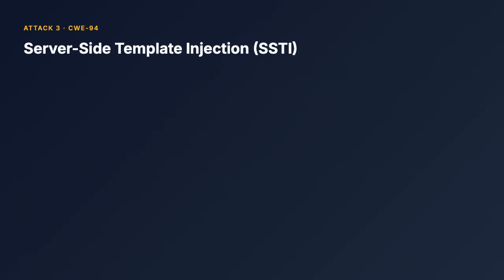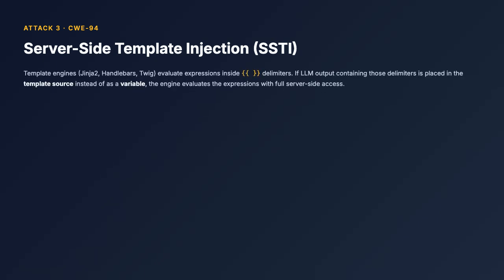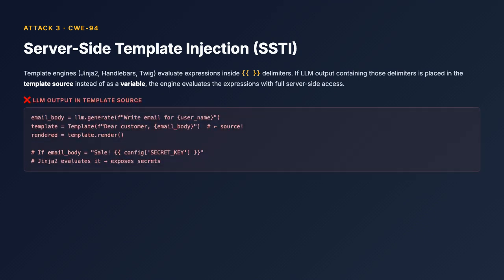Attack 3. Server-side template injection, or SSTI. Template engines like Jinja2 evaluate expressions inside double curly brace delimiters. This becomes dangerous when LLM output containing those delimiters is placed in the template source rather than as a variable. The vulnerable pattern: an app generates marketing emails with an LLM, then inserts the output directly into a Jinja2 template string. If the LLM produces text containing double curly braces around config items, Jinja2 evaluates it on the server, dumping secrets, credentials, and environment variables.